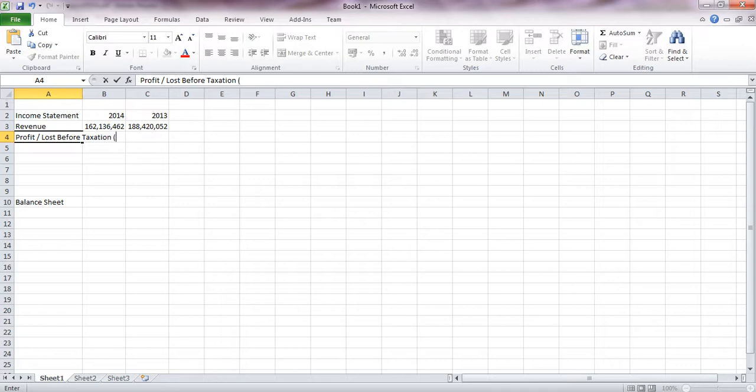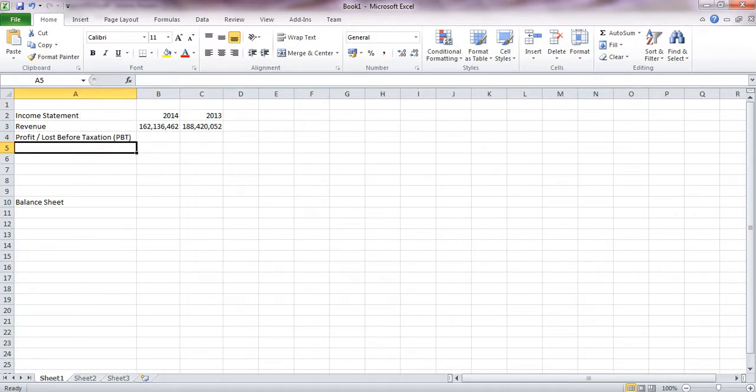Or in short, you can put it as PBT, profit before tax, or maybe LBT, loss before tax. Well, for easy reference, putting PBT is more than enough already. And the next one will definitely be the profit or loss after tax sections. So these are the things that we are highly concerned with. And then earning per share.